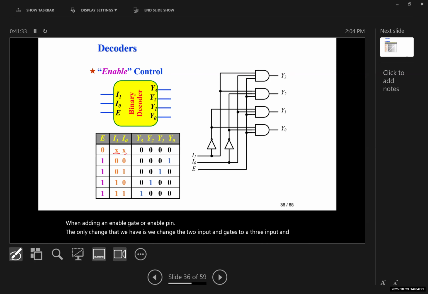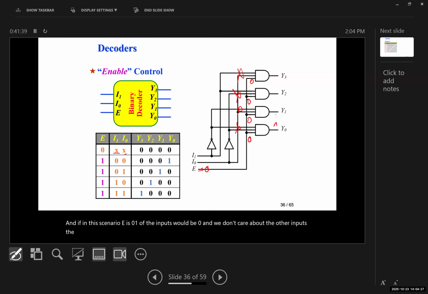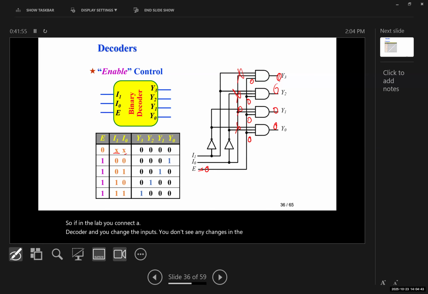And if in this scenario E is 0, one of the inputs would be 0, and we don't care about the other inputs. The output would be, regardless of that, 0. So it's like a safety switch to turn on and off. So if in the lab you connect a decoder and you change the inputs, you don't see any changes in the output, it's because it has an enable port, and you have to connect that to a positive 5 volt, for example, to activate that IC.